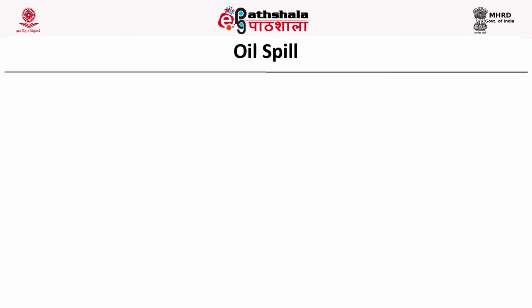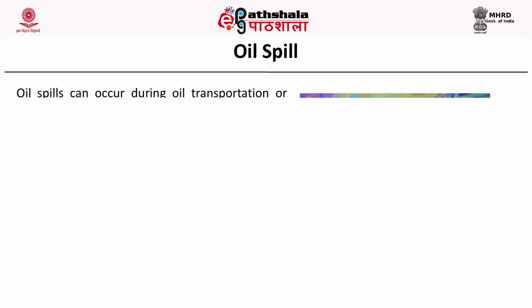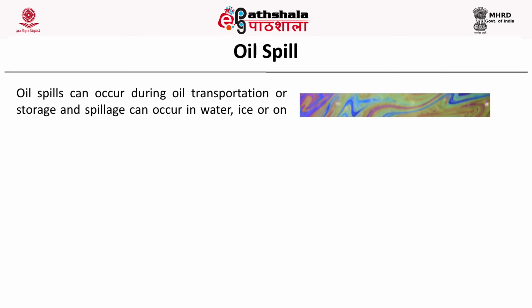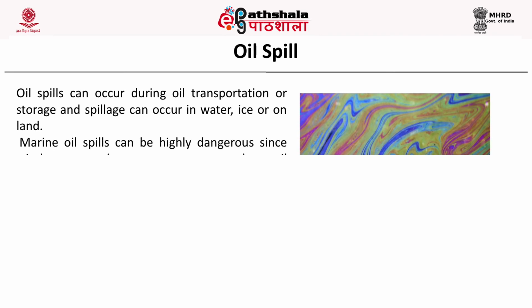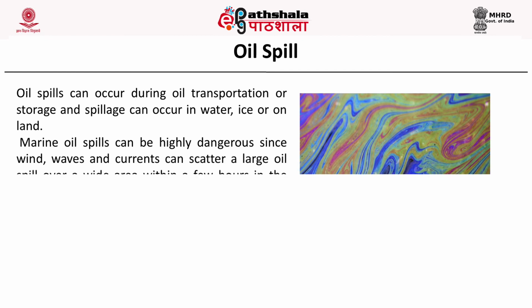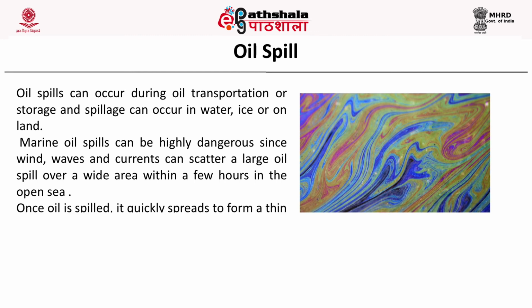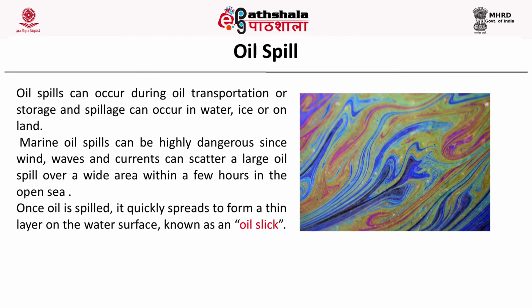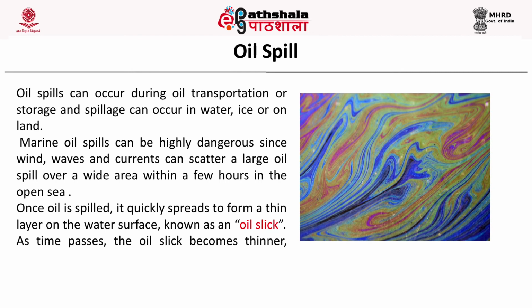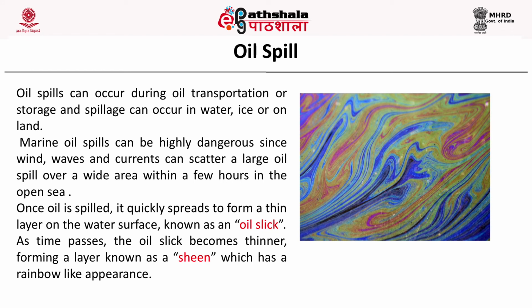Now coming to the man-induced disasters, the first one is oil spill. It can occur during oil transportation or storage, spillage in water, ice, or on land. It can be highly dangerous since wind, waves, and currents can scatter a large oil spill over a wide area within a few hours in the open sea. Once an oil is spilled, it quickly spreads to form a thin layer on the water surface known as an oil slick. As time passes, the oil slick becomes thinner, forming a layer known as a sheen that gives a rainbow-like appearance.